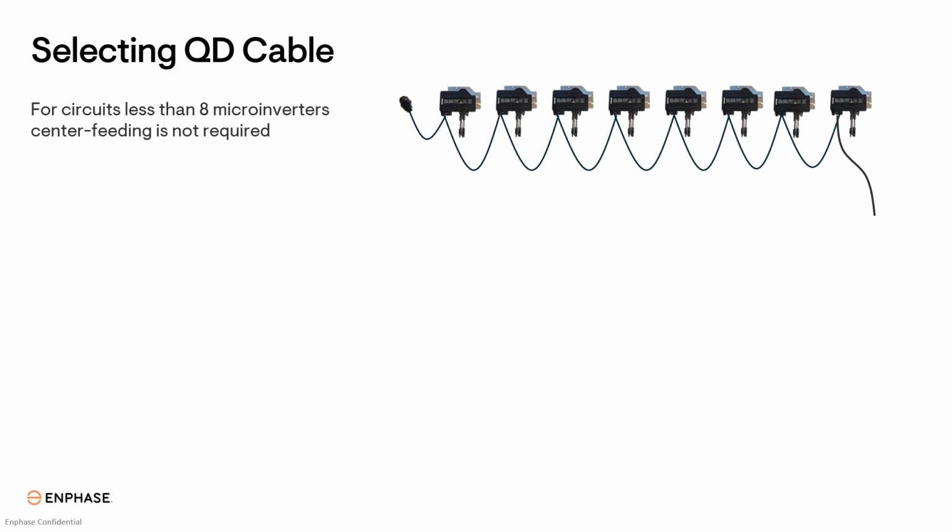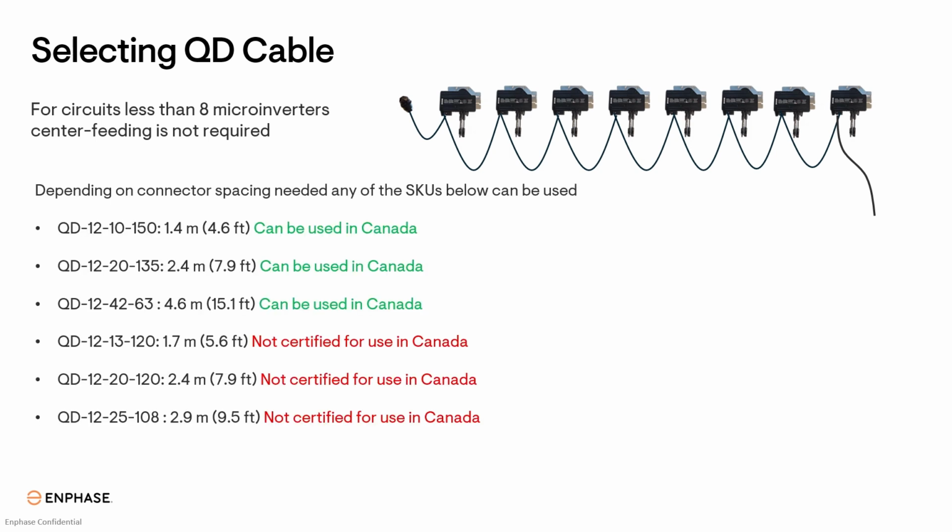For circuits with less than 8 microinverters, center feeding is not required. So depending on the connector spacing you need for your project, any of the SKUs below can be used. Then you can pull your home runs from the end of that circuit using field wireable connectors.